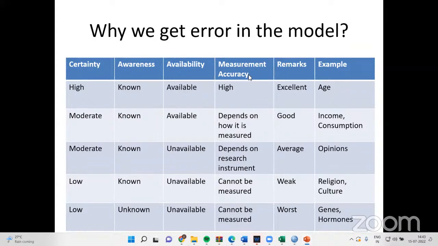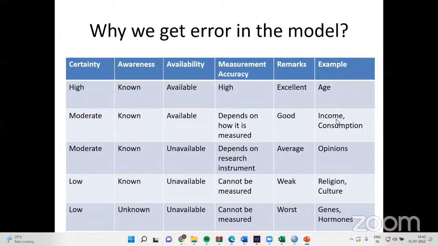Now see, this is the first kind of variable, age. This is not a table which is downloaded from anywhere. It is just from my thinking I have made it, to show why there is an error in the model. Now age: certainty is high, awareness is known, it is available, measurement accuracy is high. It is considered to be an excellent variable.